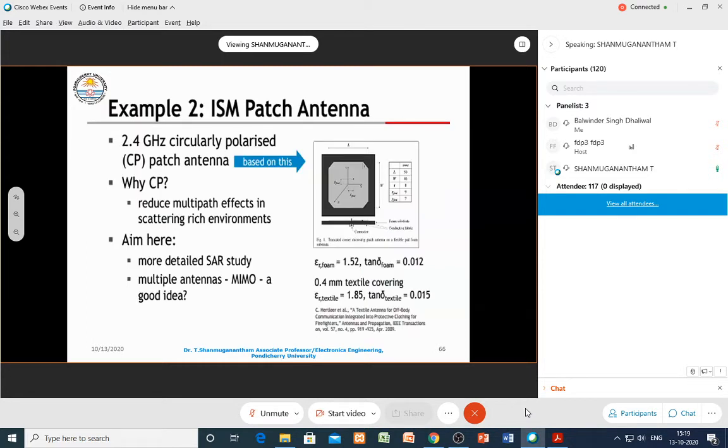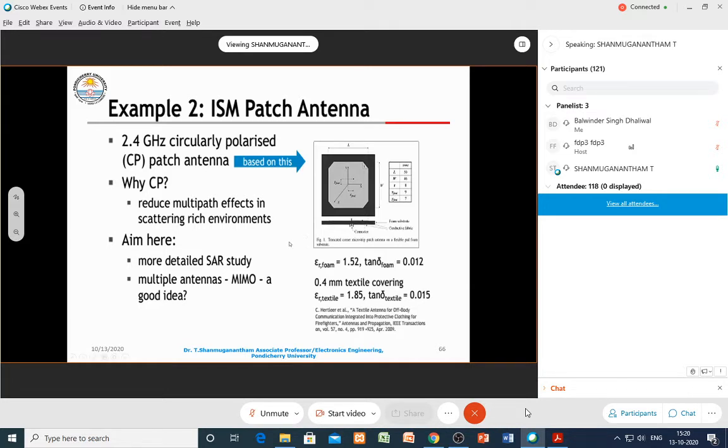And the next example was the ISM patch antenna. Here you can see a truncated patch antenna was used to reduce the radiation. All four corners are cut, and this was designed. Foam was used as the substrate, with a thickness of 1.52. The loss tangent of foam is 0.012, with a 0.4 millimeter textile covering, and the loss tangent 0.015.